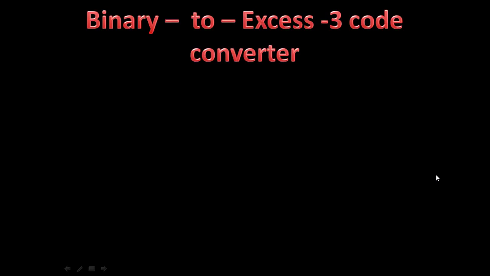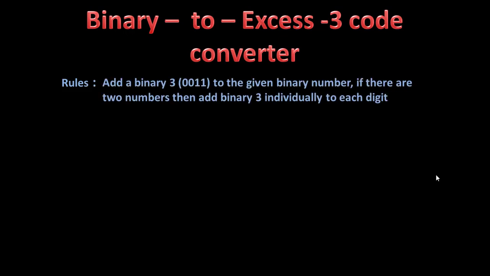Now the last one is the binary to Excess-3 code converter. The rule is that we add binary 3 to the given binary number. So in case we have two numbers, then we need to add binary 3 to each and every digit.